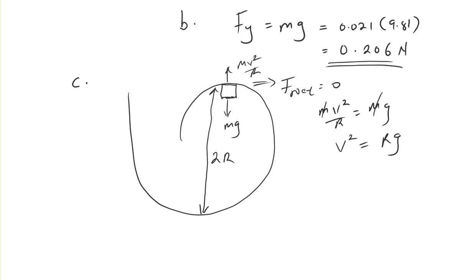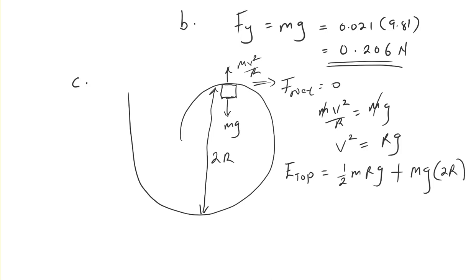Also, having gotten the velocity and knowing the height, you can find the total energy here. So I'm gonna call this E top. The total energy at the top is gonna be equal to the kinetic energy, which is 1 over 2 mv squared, which is rg, plus mgh, and the height there is 2r.